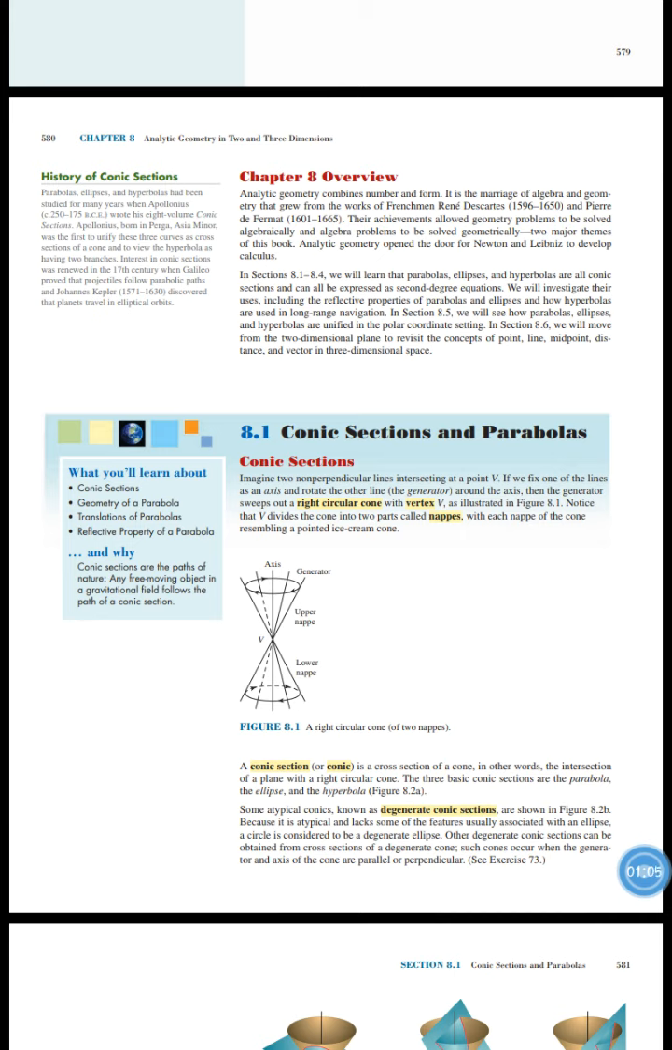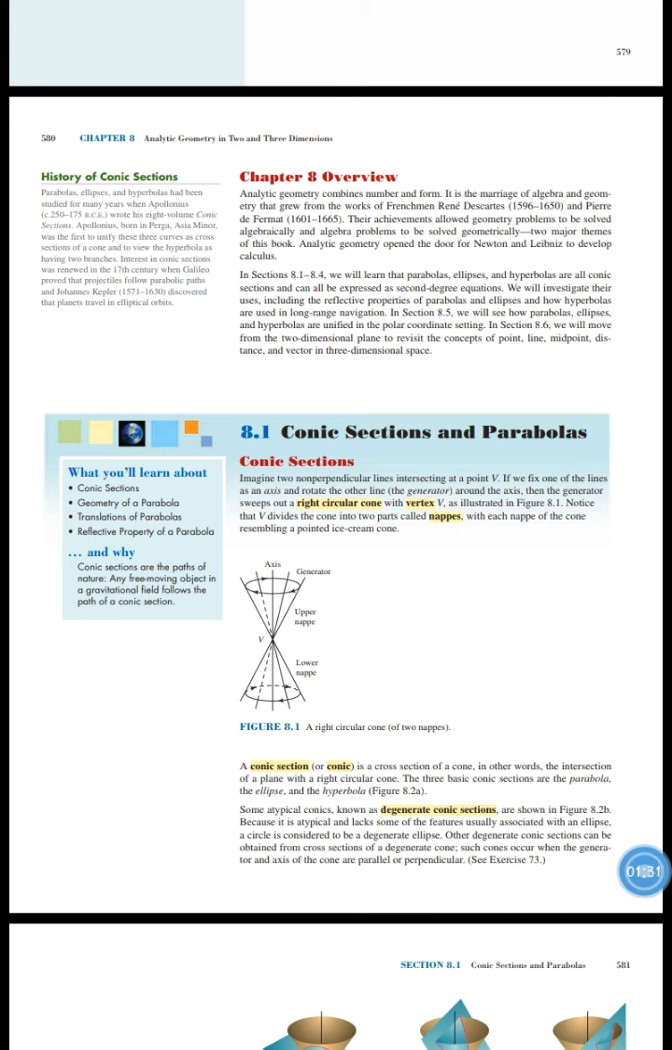Imagine two non-perpendicular lines intersecting at point V. Please look at figure 8.1. If we fix one of the lines as an axis and rotate the other line, which we call the generator, around the axis, then the generator sweeps out a right circular cone with vertex V, as illustrated in figure 8.1.